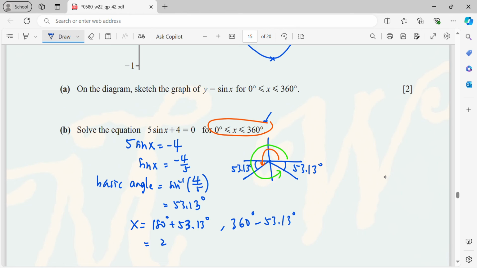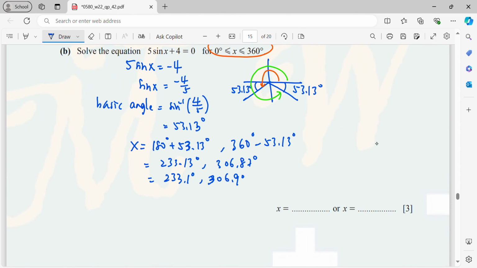Therefore, you are getting 233.13 and 306.87. Then now I round up to one decimal place. That is 233.1 degrees and 306.9 degrees. So that's all for this solution.